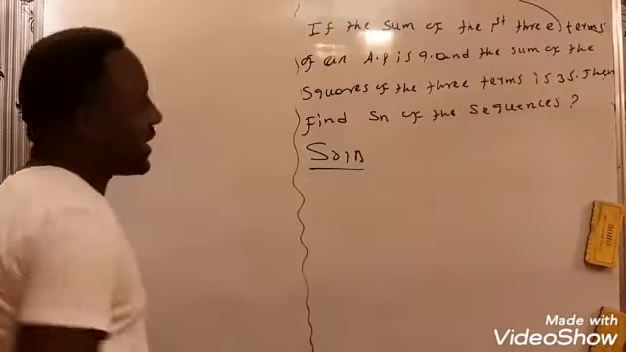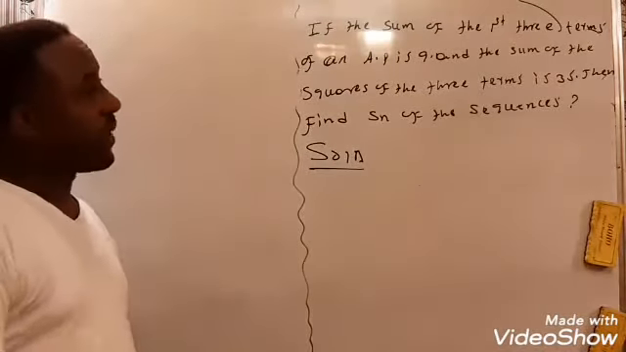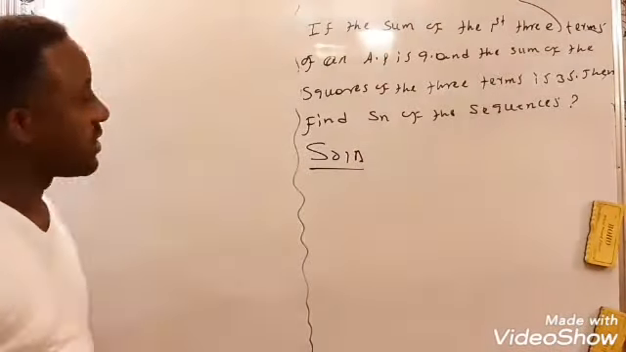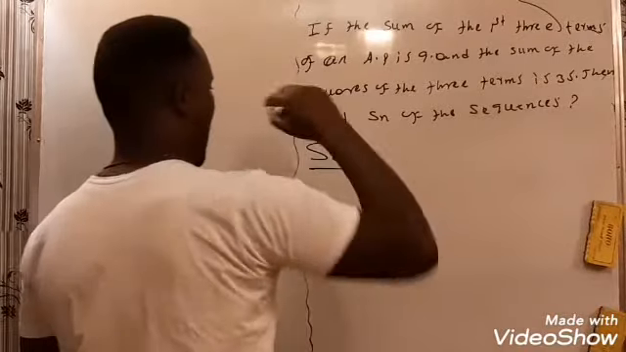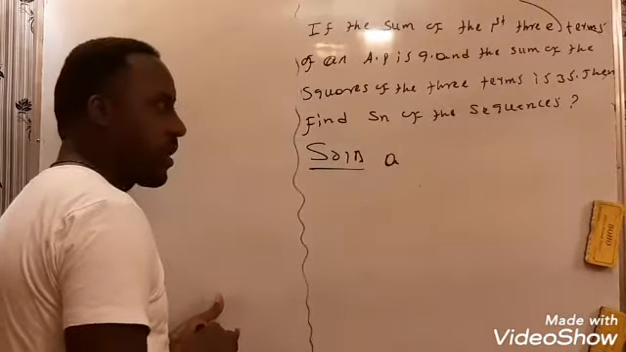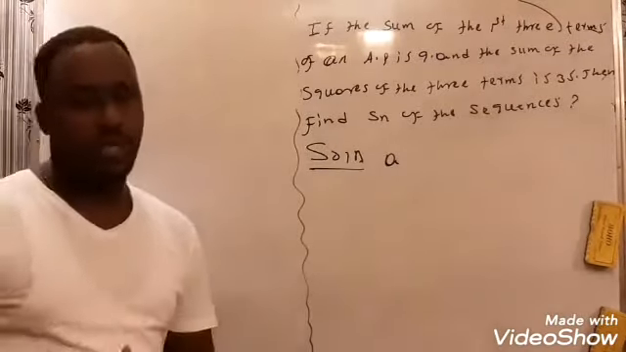So now, what is the given information in this problem? The given information is the sum of the first three consecutive terms of the sequence. Assume that the first term of the sequence is a. You know what it means for a sequence to be arithmetic.